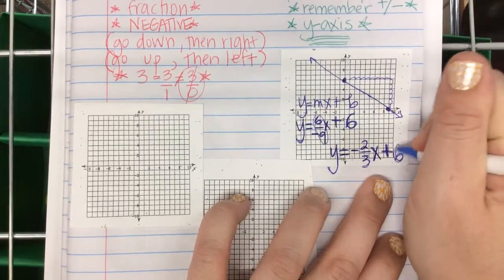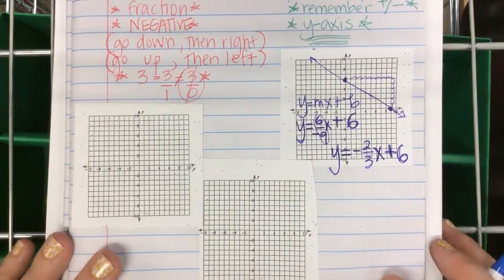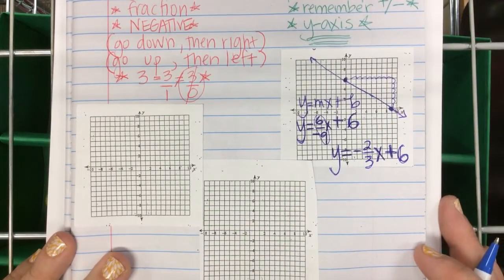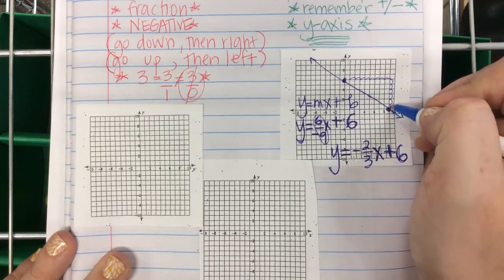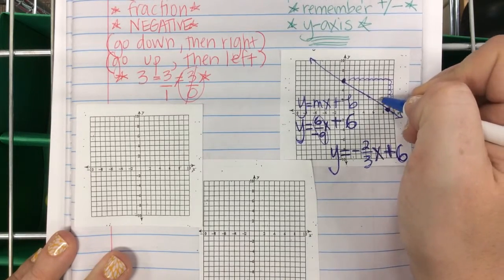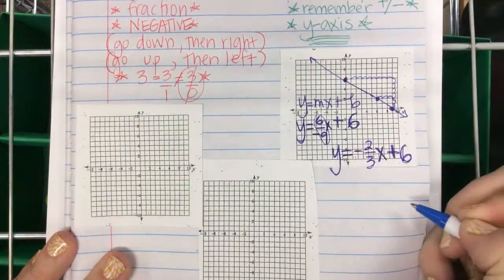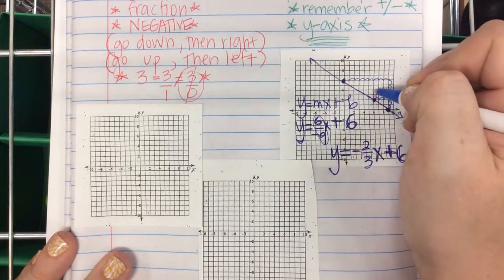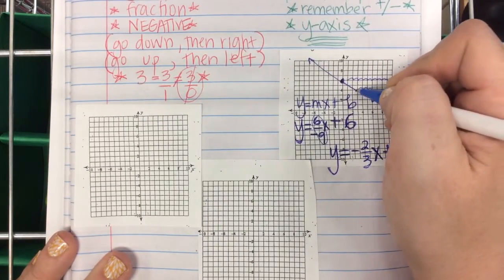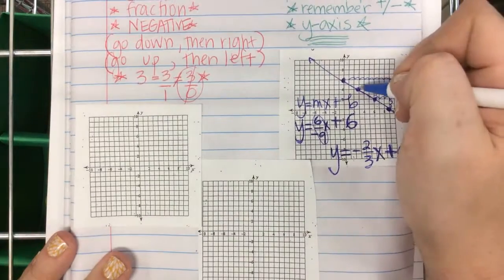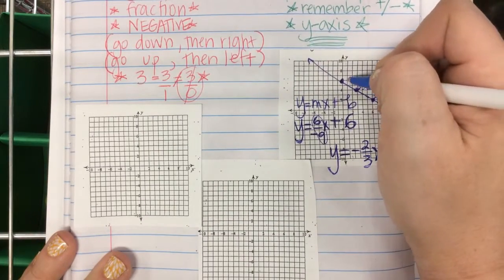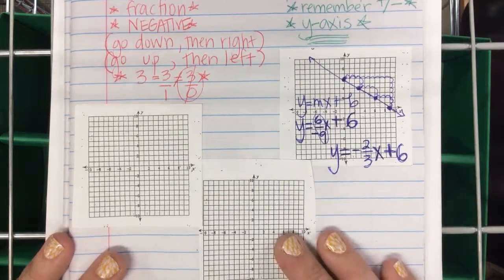Plus 6. Because look, if you look, I go up 2 and backwards 3. Up 2 and backwards 3. Up 2 and backwards 3. It gets me to the same location.